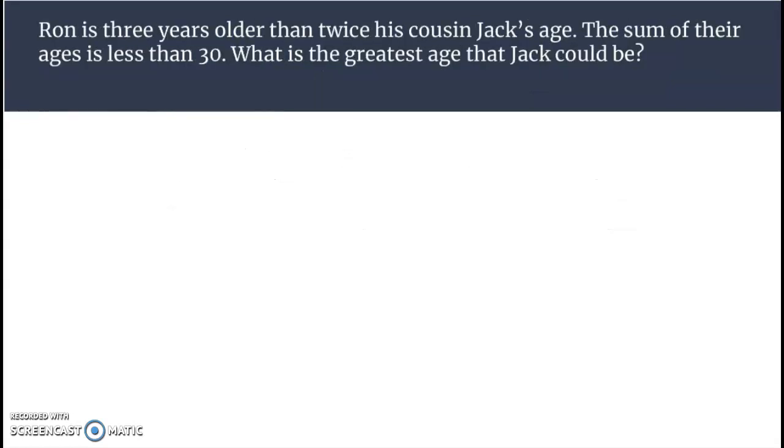Alright, next one, we have an age problem. Ron is 3 years older than twice his cousin Jack's age. The sum of their ages is less than 30. What's the greatest age Jack could be? Alright, so let's use an R for Ron's age. Let's use a J for Jack's age. And if we add those together, we have to be less than 30.